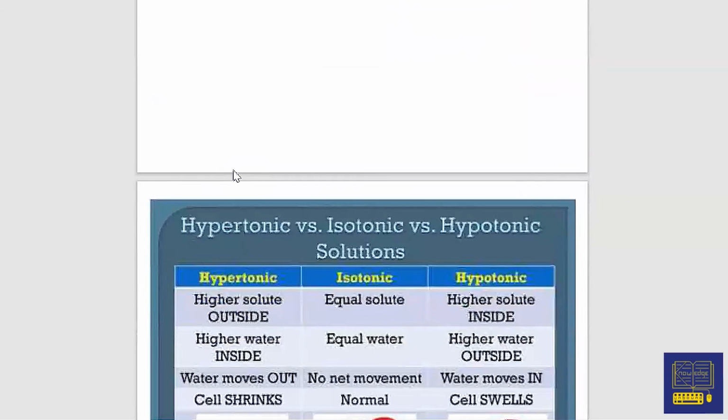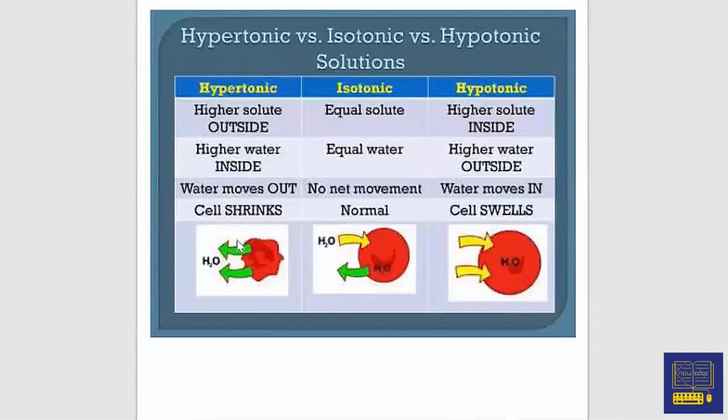Now let's talk about hypertonic. In this, there is a higher concentration of solutes outside the cell than inside. You can see here, outside the cell there's a lot of solute, whereas inside there's higher water. The water moves out and the cell shrinks.